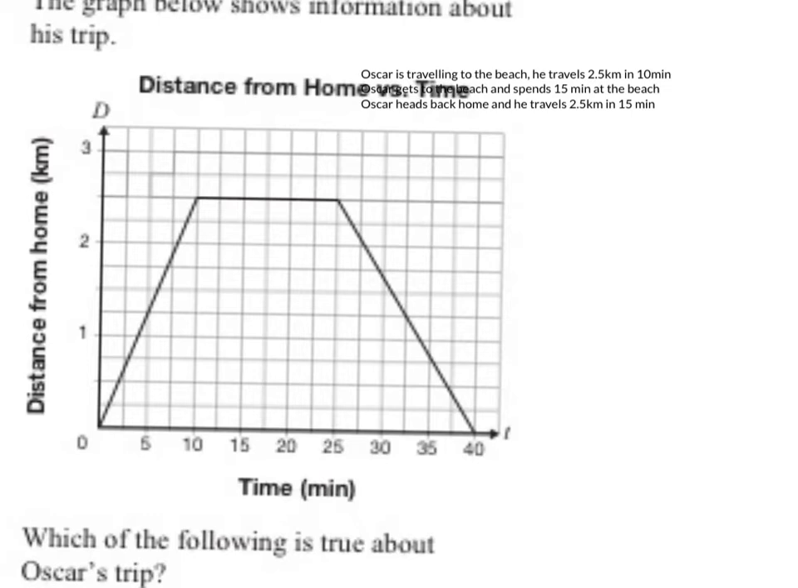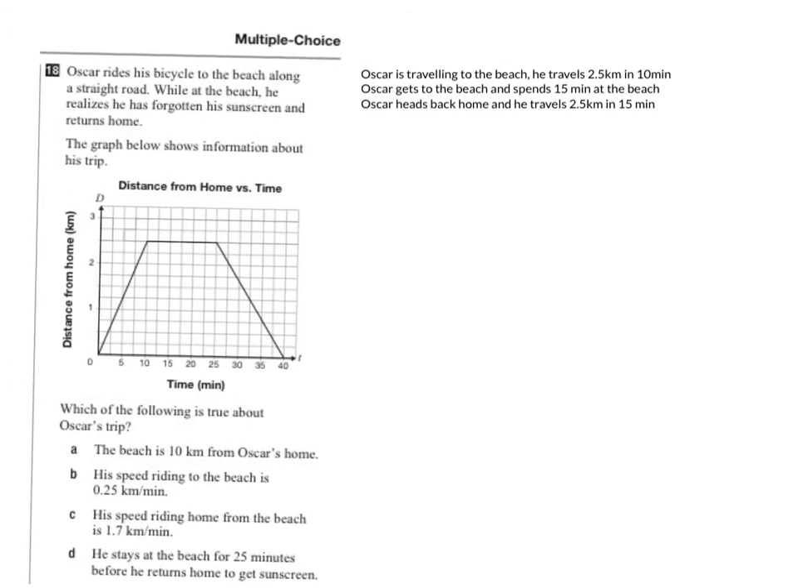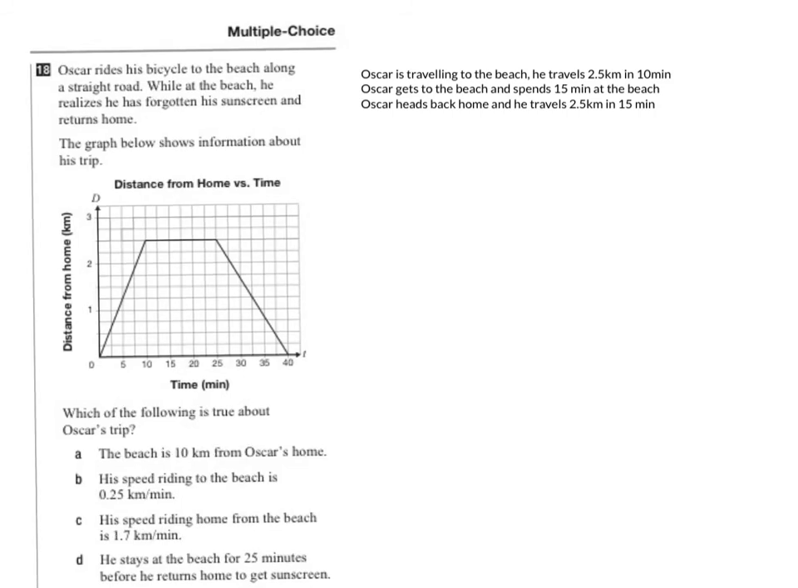If I wanted to write the points, I can do that. So here I could see x always goes first. It's (10, 2.5). Right here would be (25, 2.5), (40, 0), and (0, 0).